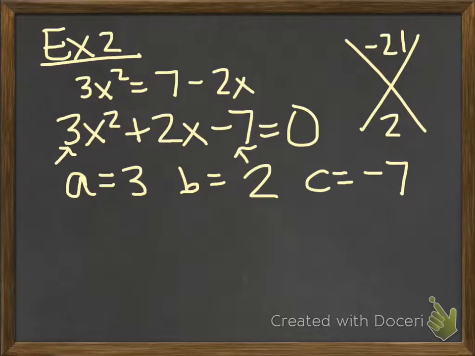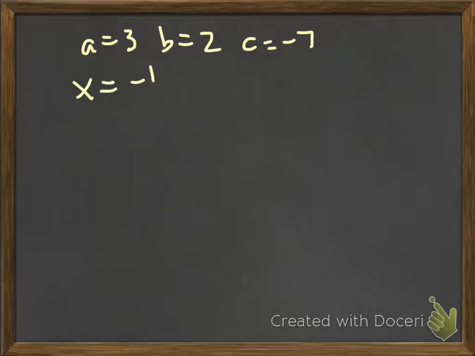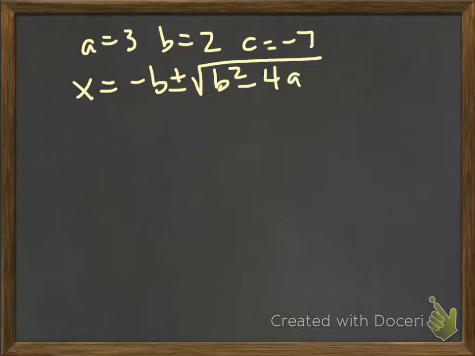Okay, so we're going to use 3, 2, negative 7. So let me go to the next page. A equals 3, b equals 2, c equals negative 7. Okay, you're going to write down the formula first because that's the way you get to memorize it. So x equals negative b plus or minus the square root of b squared minus 4ac all over 2a. Okay, then you're going to plug it in.